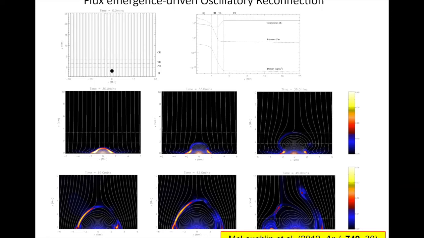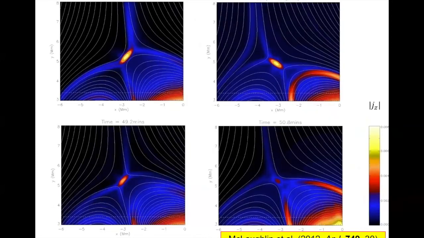Remember, it's all to do with that emerging flux compressing that pre-existing magnetic field. You get the current sheet formation, and then at later times, this is what you're seeing. So you get this current sheet formation here, and at a later time, the current sheet has this orientation, then this orientation, then this orientation.